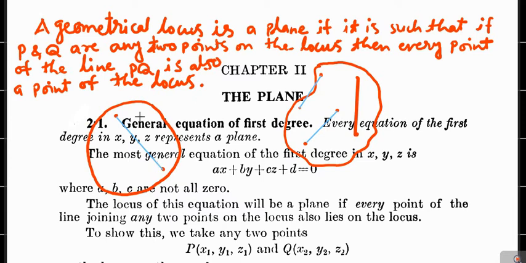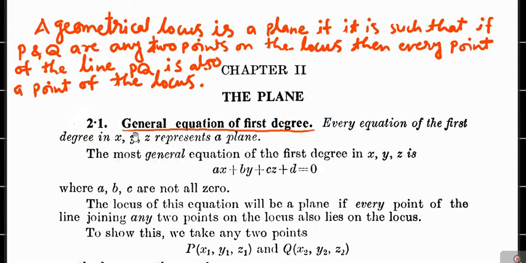You can take some other points also, as I am considering here. If you consider these 2 points, then the line joining these 2 points also lies completely in the locus. Therefore this locus is a plane, whereas this locus is not a plane. Now, after this defining property of the plane, and by considering these 2 diagrammatic presentations, we'll go for the first result of this chapter, and it is the general equation of first degree.